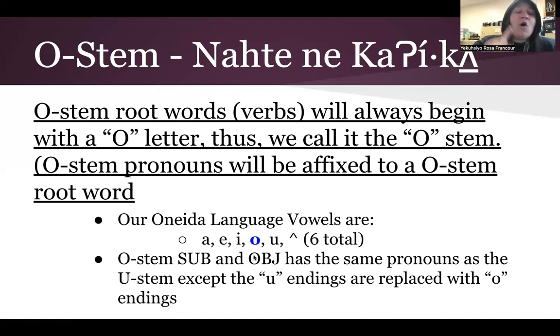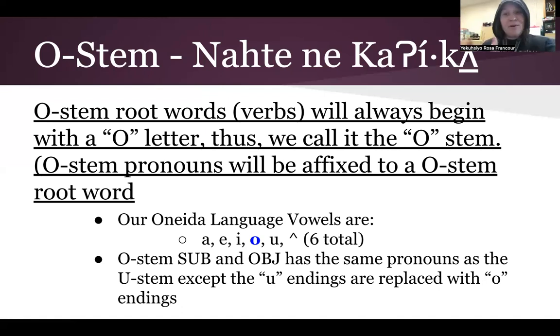So O stem, subjective and objective, has the same pronouns as the U stem. This is a characteristic of the O stem, except the U endings of all the pronouns are replaced with an O. Okay, so the pattern of the O stem, all the pronouns end in an O for the O stem.